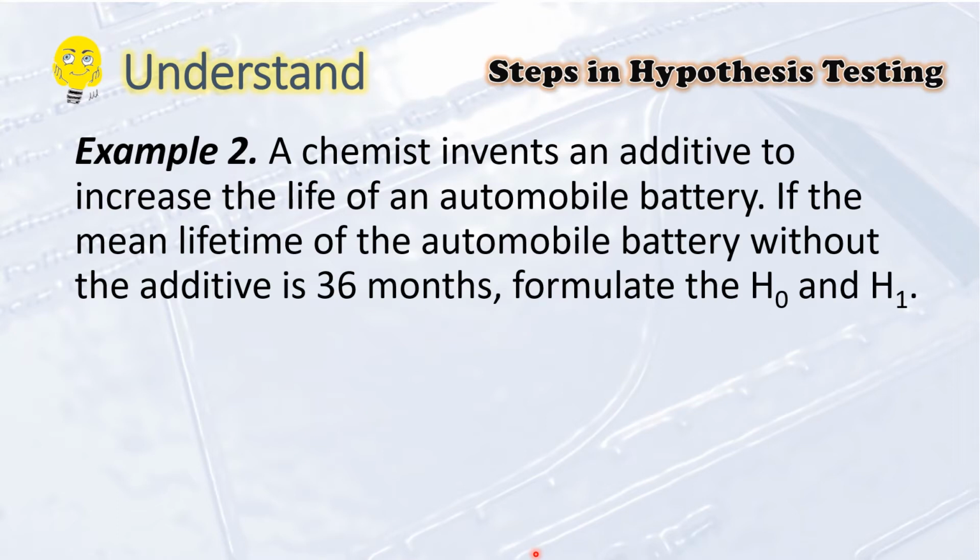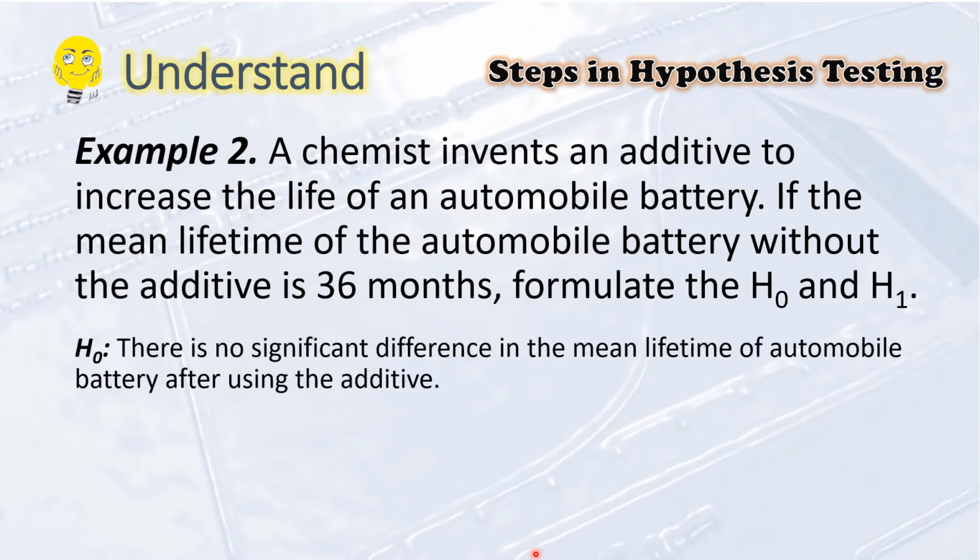In words, we write the null hypothesis as there is no significant difference in the mean lifetime of automobile battery after using the additive. In symbols, we write H sub 0 as mu is equal to 36 months, since after adding the additive, there is no change in the lifetime of the automobile battery and it stays as 36 months.